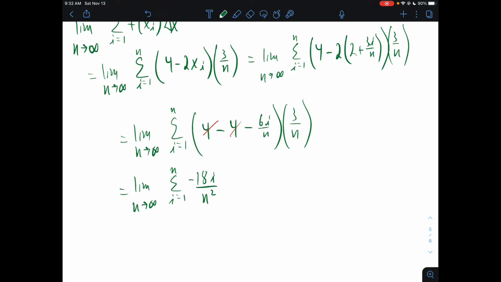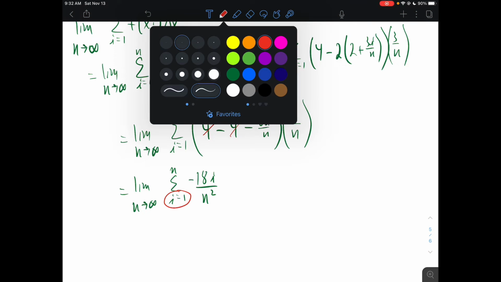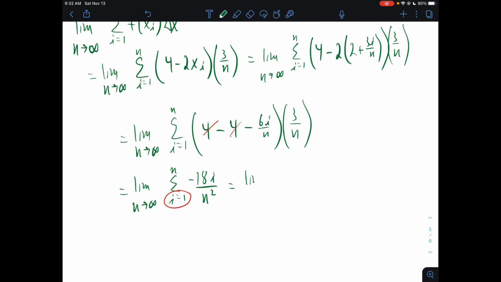So now here's something that we can notice. This sum right here only depends on i. It's only the i that is changing. So the negative 18 is not going to change. It's constant. And the n squared is constant. We can factor out the negative 18 and the n squared, just like we did when we were working with things all the way back to derivatives and limits. We can factor that stuff out. So negative 18 over n squared times the sum from i equal 1 to n of just i.